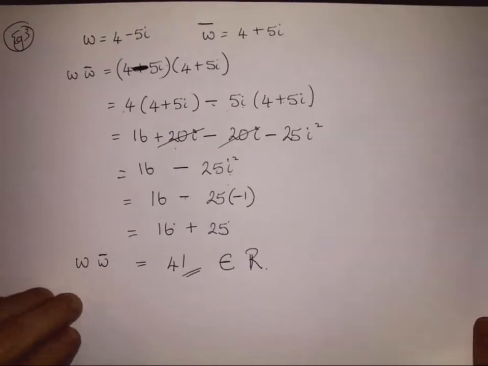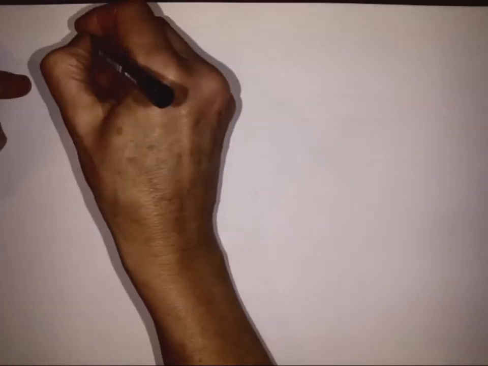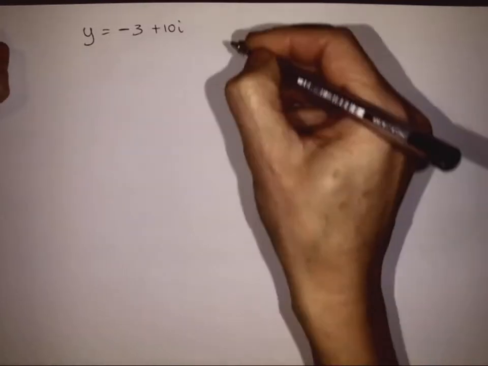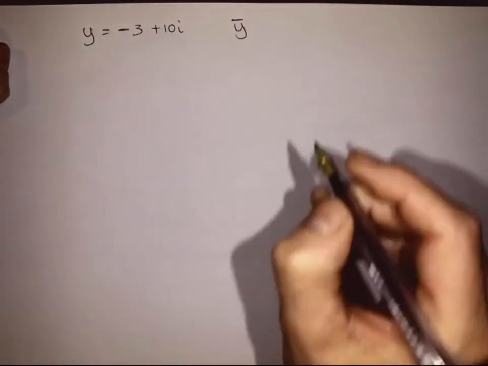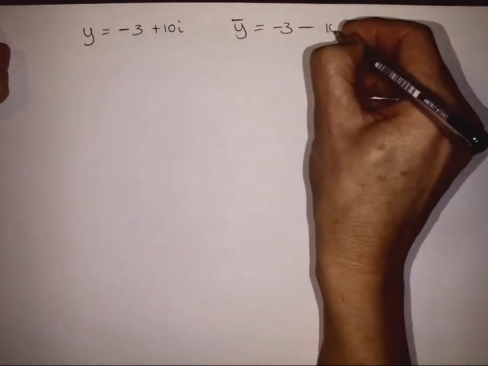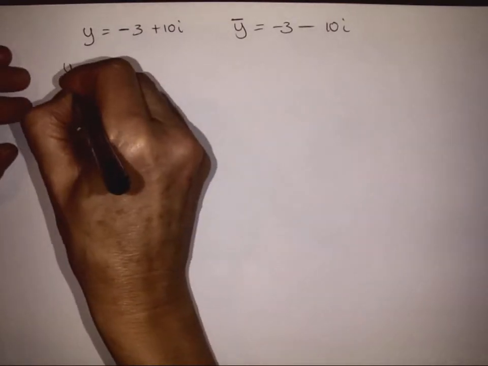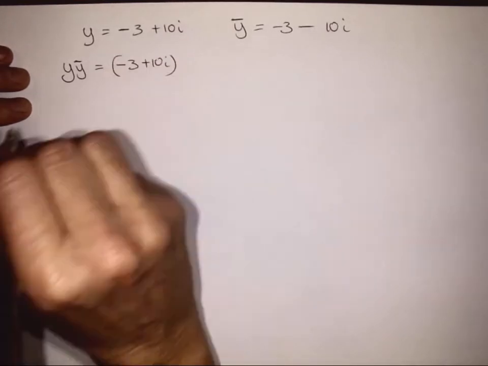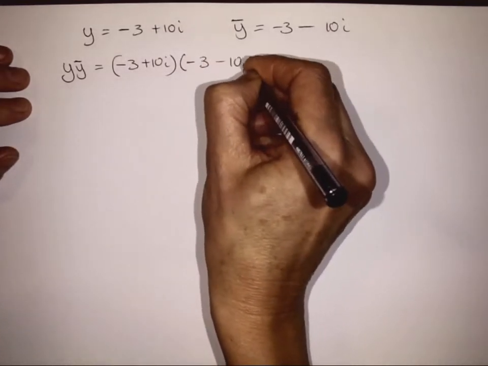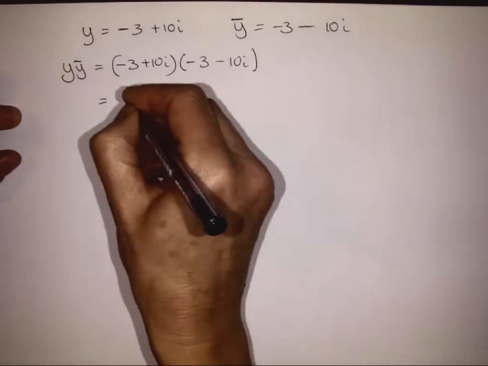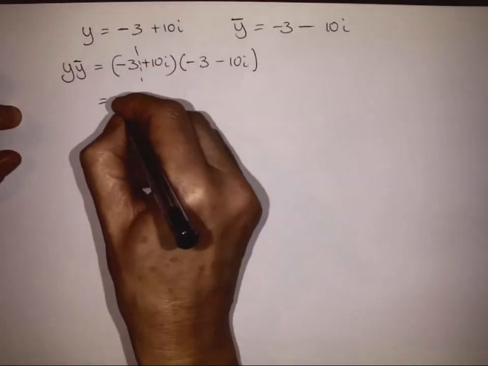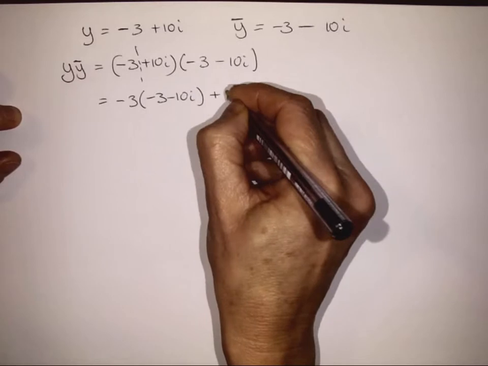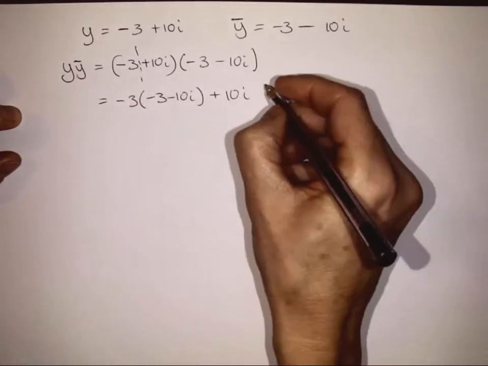So we'll use y equals minus 3 plus 10i. So y bar, its complex conjugate, is going to be minus 3 minus 10i. We'll multiply them. y times y bar. That will be minus 3 plus 10i multiplied by minus 3 minus 10i. Split the brackets. Minus 3 on minus 3 minus 10i, and then plus 10i on the second bracket, minus 3 minus 10i.